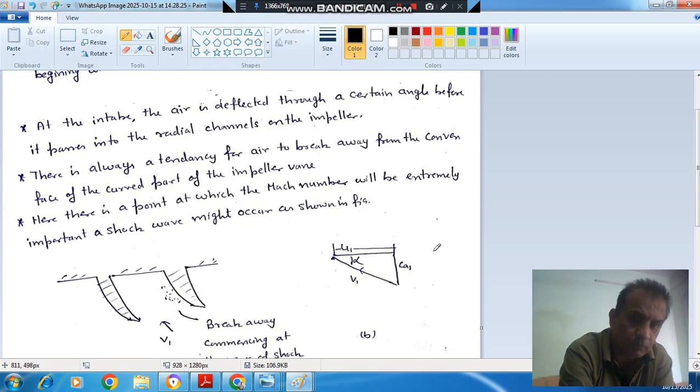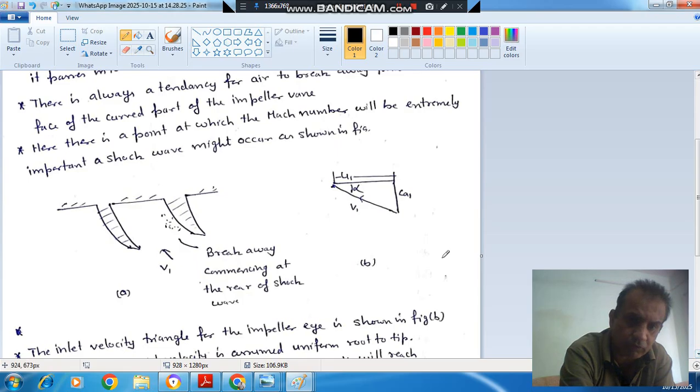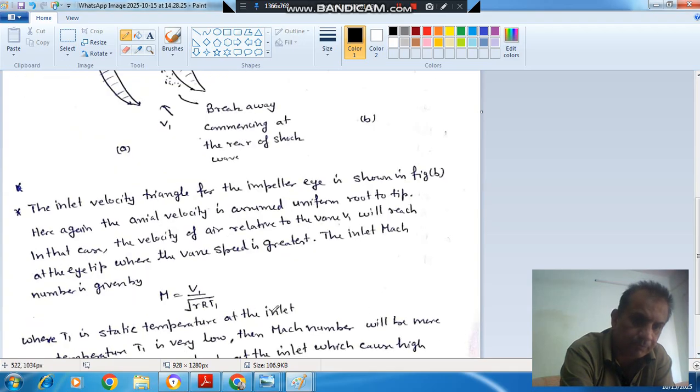Here we have taken U1 as the I tip speed, and this is your A1, the actual velocity, which is constant, and this is your V1, the relative velocity, the resultant of these two. Now the Mach number is calculated on the basis of this V1. So the Mach number will be V1 by root gamma R T1, where T1 is your inlet static temperature.